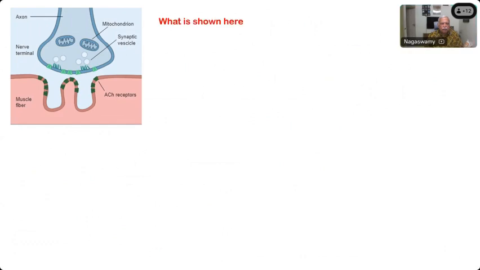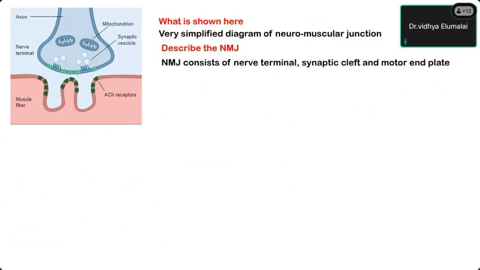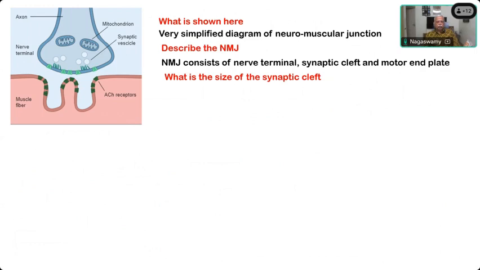Neuromuscular junction, sir. Very good. Very simplified diagram of the NMJ. Describe the NMJ. It has all the components: presynapse, synaptic cleft, and the postsynapse. Very good. NMJ consists of a nerve terminal, synaptic cleft, and postsynaptic motor end plate. What is the size of the synaptic cleft?